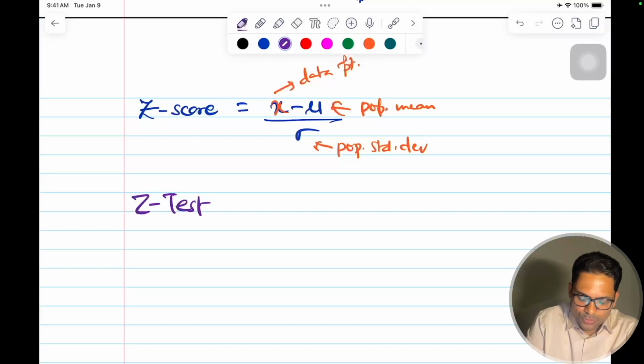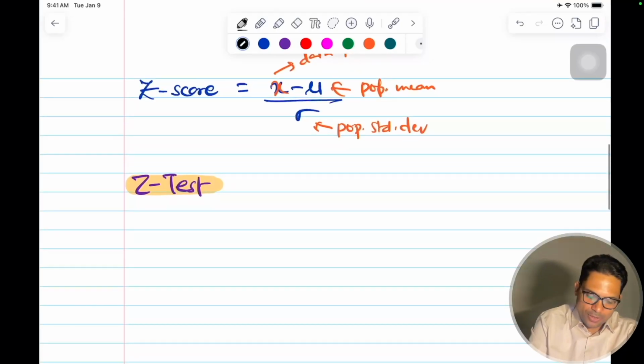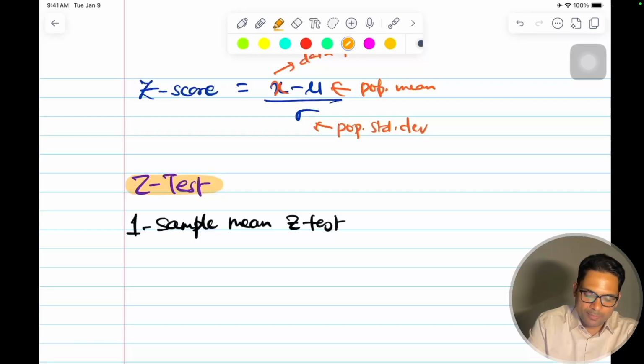So I'll talk about two z-tests. The first is to test if a sample mean is significantly different from a known population mean. So this is your one sample z-test. One sample mean is implicit. So this is all for comparing means only.